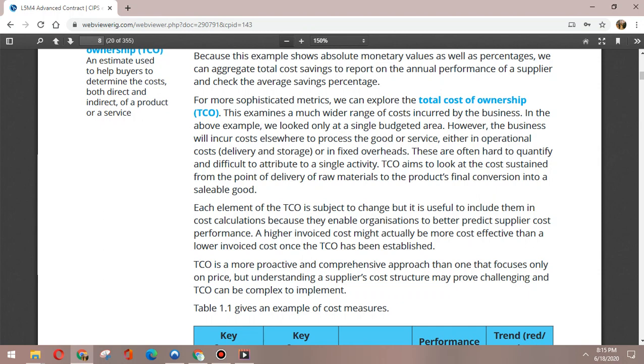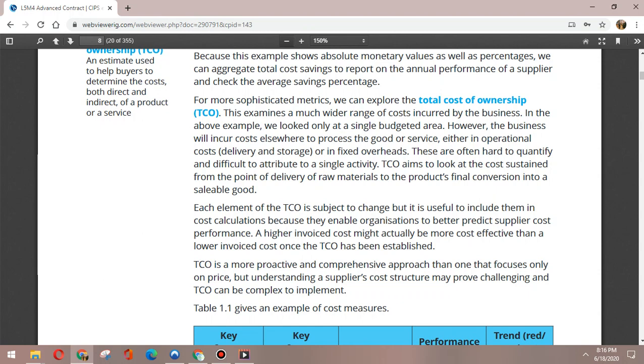TCO aims to look at the cost sustained from the point of delivery of raw materials to the product's final conversion into a sellable good. Each element of the TCO is subject to change, but it is useful to include them in cost calculations because they enable organizations to better predict supplier cost performance. A higher invoice cost might actually be more cost-effective than a lower invoice cost once the TCO has been established.